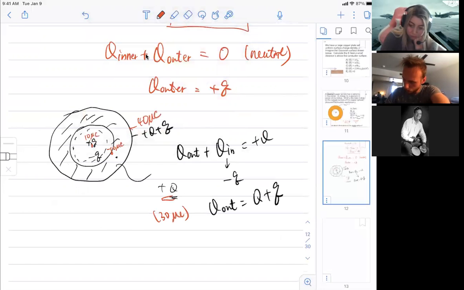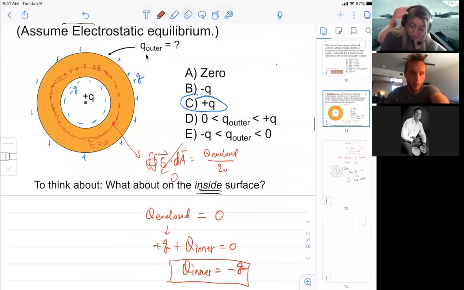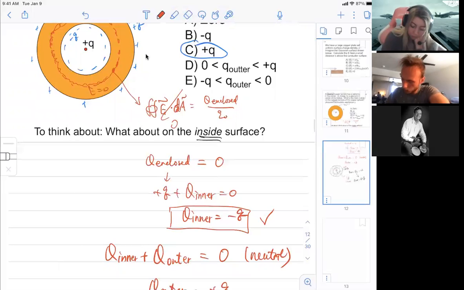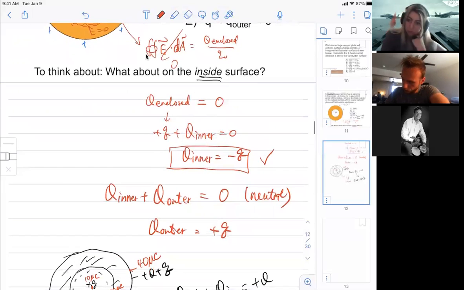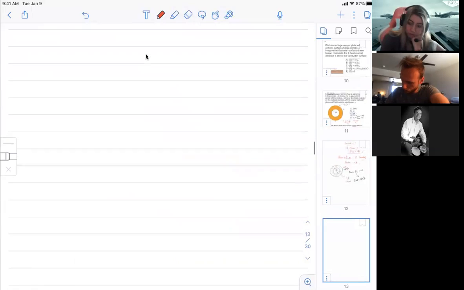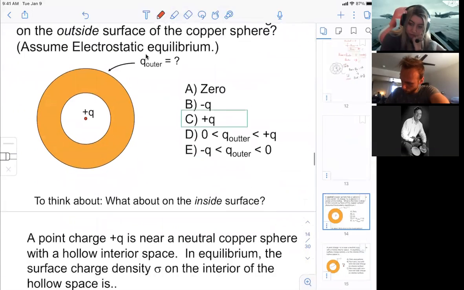You can see it follows these steps. First, use Gauss's law to get your inner charge and the overall charge of the conductor, which gives you the outer surface. So the correct answer is C.